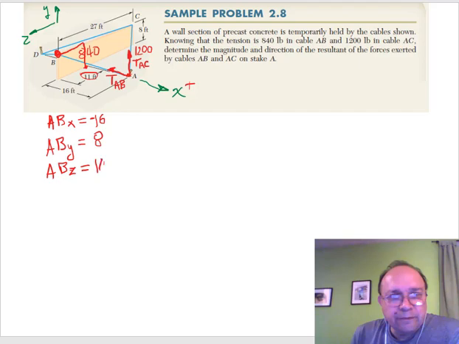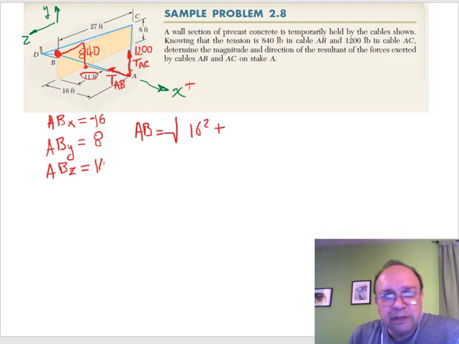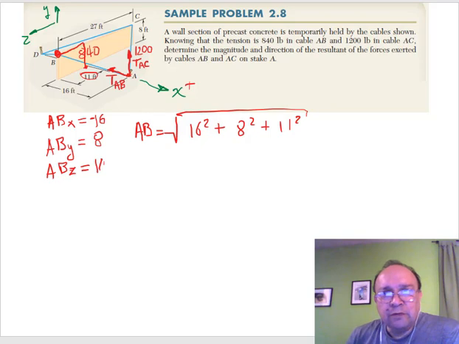So the distance from A to B, the total length of the line, will be equal to the square root of 16 squared plus 8 squared plus 11 squared. So the distance AB comes to be 21.